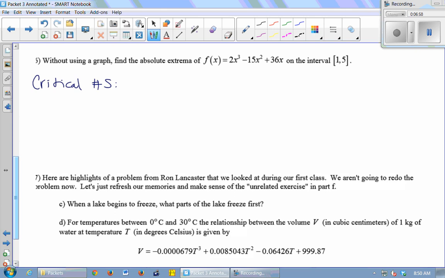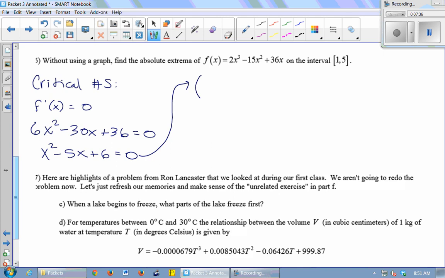Where the derivative is 0, or where the derivative is undefined. But this is a polynomial. Its derivative is never undefined. So I'm just going to set the derivative equal to 0. Okay, so that would be 6x squared minus 30x plus 36 equals 0. I'm just going to divide everything out by 6. And so I have x squared minus 5x plus 6 equals 0.